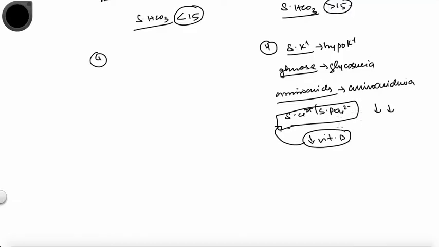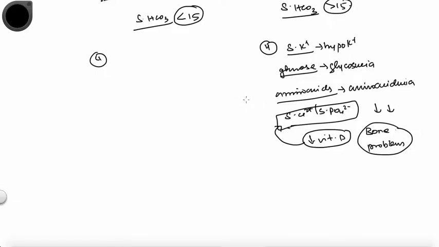Because these patients tend to have very low serum calcium, serum phosphate and vitamin D as well, they are more prone to bone problems. So they have a whole lot of bone problems compared to the distal RTA patients.